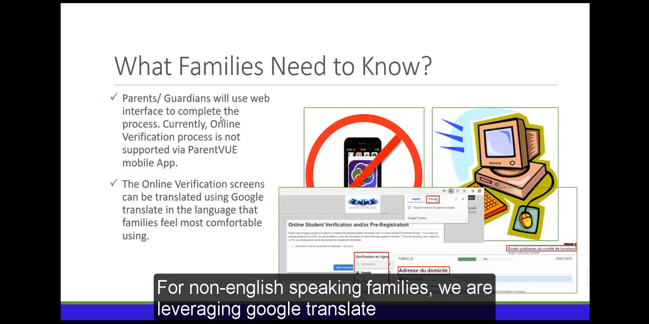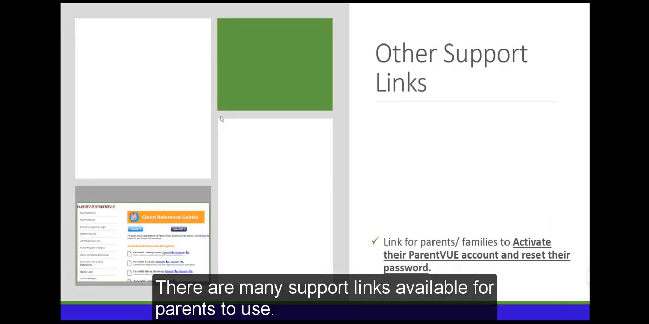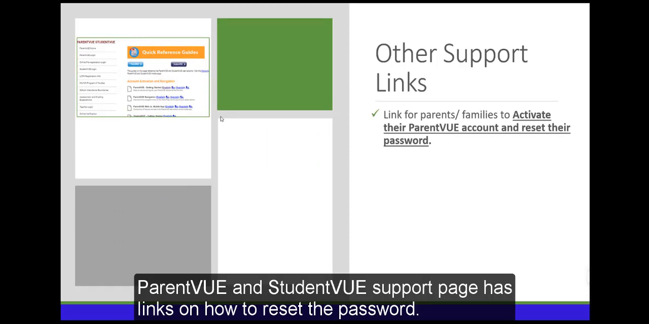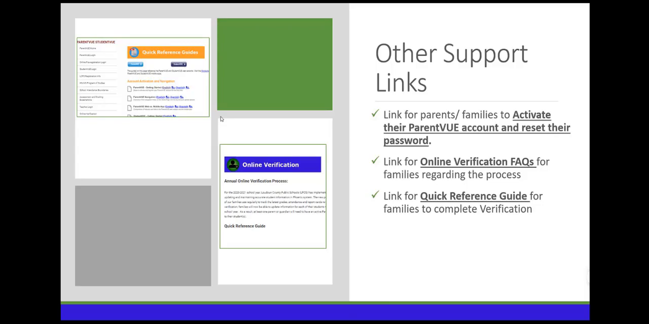For non-English speaking families, we are leveraging Google Translate so they can complete the online verification process in the language that they feel most comfortable using. There are many support links available for parents to use. First, our ParentView, StudentView portal page on Loudoun County's website will tell them how to reset their password. We also have created an online verification frequently asked questions page. There is a quick reference guide available on the online verification page.